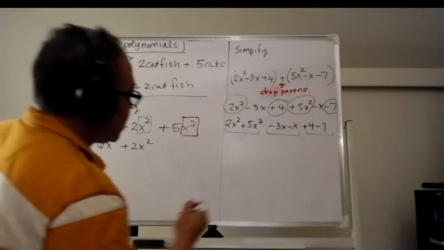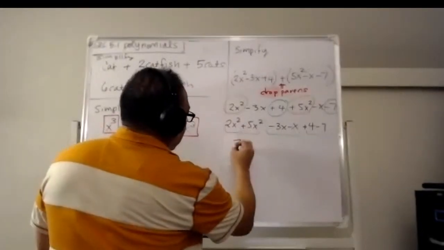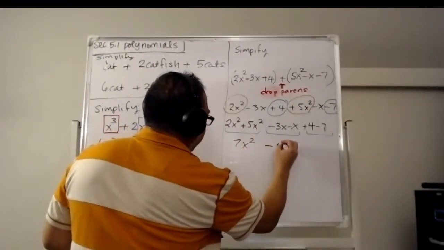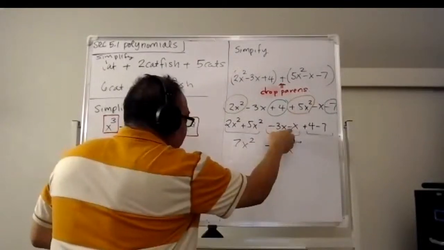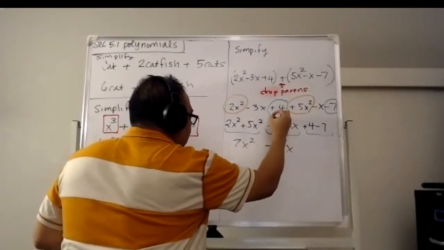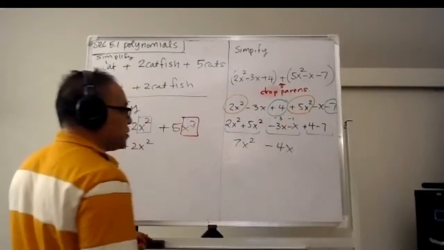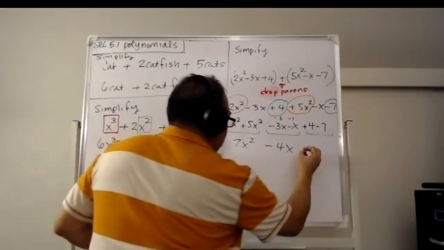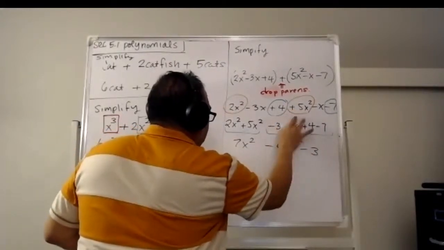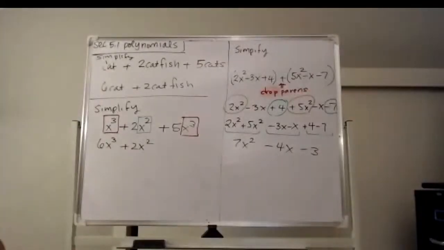So you should get 7x squared minus 4x, right? Even though there's no number here, this is really minus 3 minus 1. That's what you're looking at. Okay? Minus 3 over here. And then that's your answer.